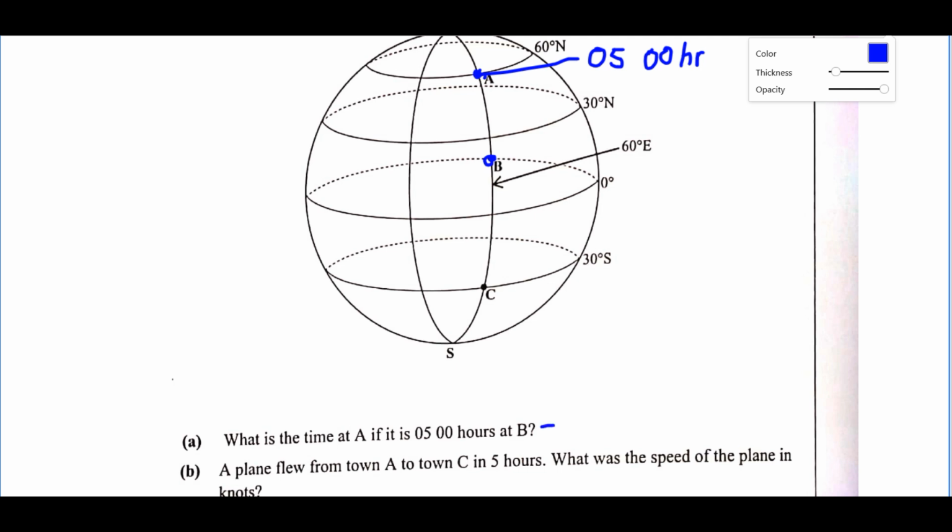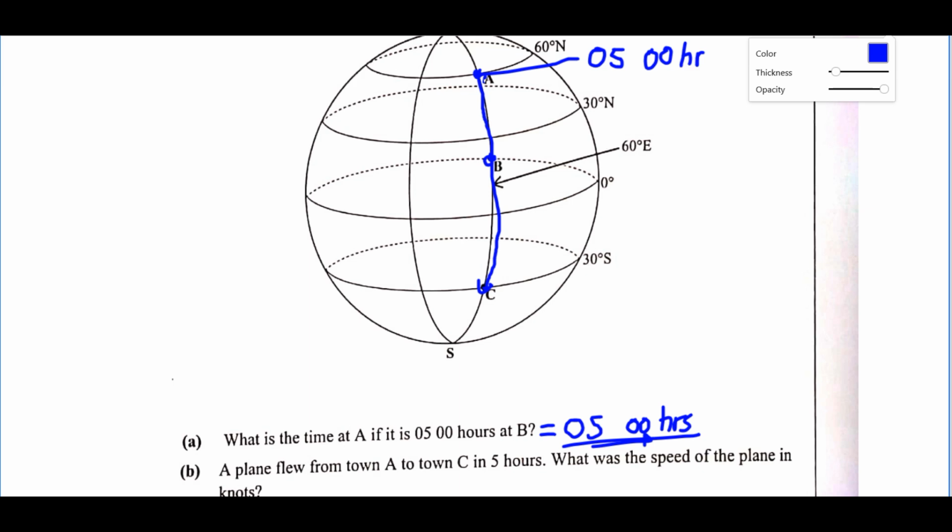So for the time at B will also be 0.5 hours, because these two are at the same longitude. So as you can see, it's very simple. Now we move on to question B. A plane flew from town A to C in 5 hours. So from A up to C, the time that it took for this plane to move was 5 hours. So what was the speed of the plane in knots?